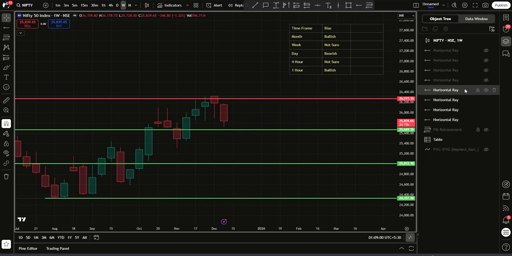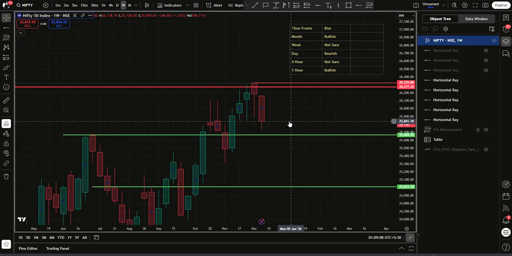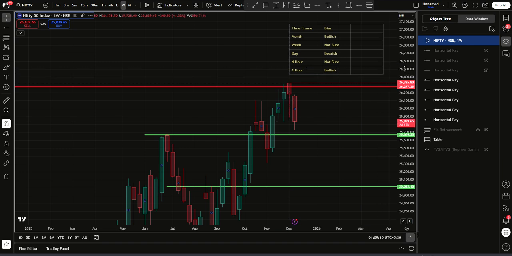There's something we can mark up on a weekly candle, that is this flat top. Flat tops are important. The tops of flat tops are where big orders of big sellers are.